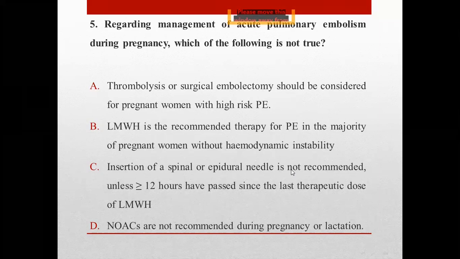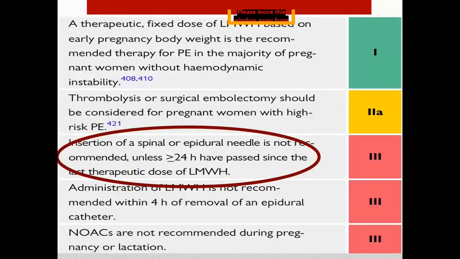So I can see that the majority of us have chosen C. So let us see the correct answer. It is C. So why is C not true? If we revise the guidelines, we can see that insertion of a spinal or epidural needle is not recommended except if more than or equal to 24 hours have passed from the last therapeutic dose of low molecular weight heparin. Not 12 hours, it is 24 hours. Okay. So to the next question.